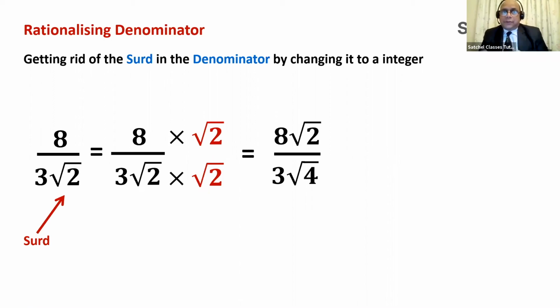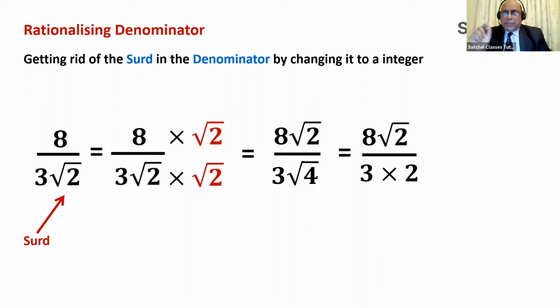Remember, square root of 2 times square root of 2 is 2 times 2, 4, right? Square root of 4. Well, what is square root of 4? Square root of 4 is 2. So basically, the numerator stays as it is, 8 root 2. The denominator can be split as 3 times 2. Square root of 4 is 2, right? 3 times 2. Now you can cancel, or you can divide 8 by 2, numerator and denominator. And you are left with 4 in the numerator because 2 goes into 8 4 times. So your final answer is 4 root 2 divided by 3.